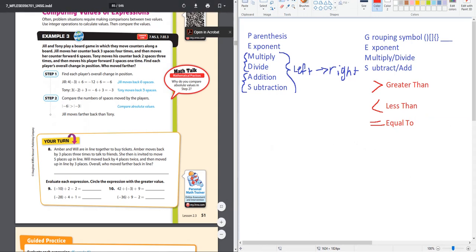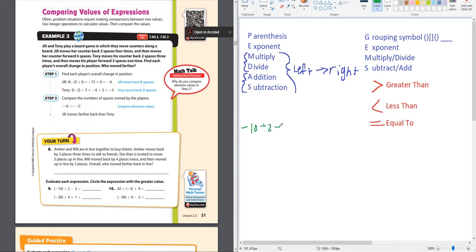So if I'm comparing two, I'm going to compare negative 10 divided by 2 minus 2. And I'm comparing that to, I'll use a different color, negative 28 divided by 4 plus 1. All right. So negative 10 divided by 2, that's negative 5, minus 2. I start with negative 5. I'm going to the right twice. So that's negative 7.